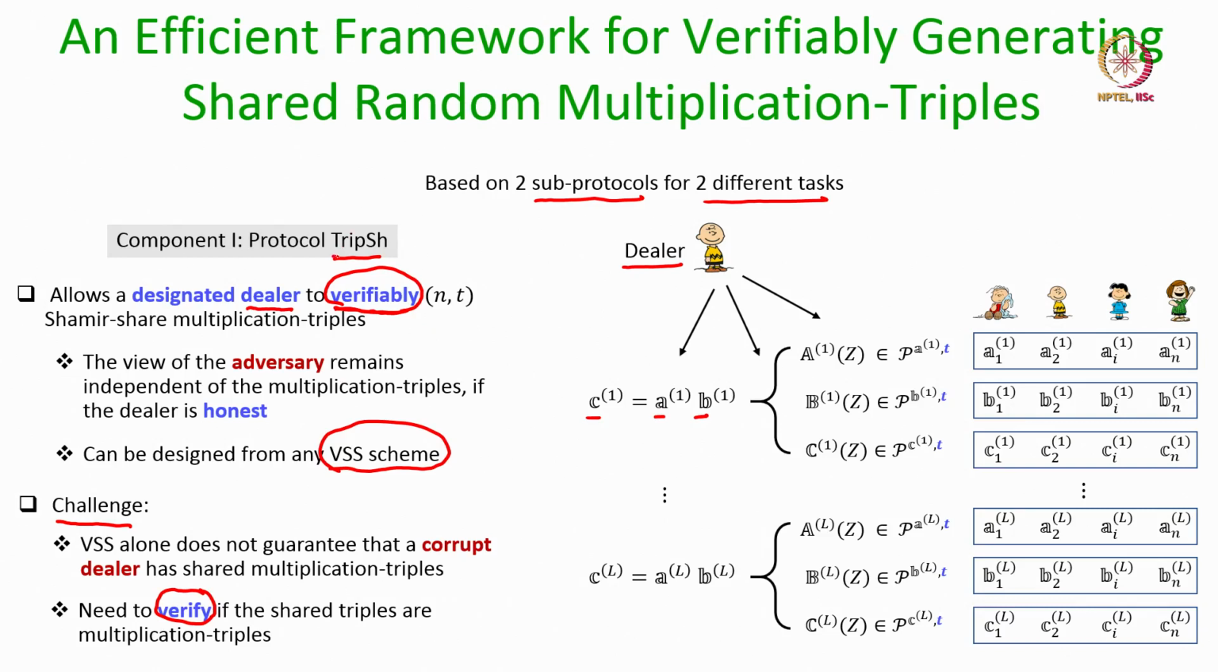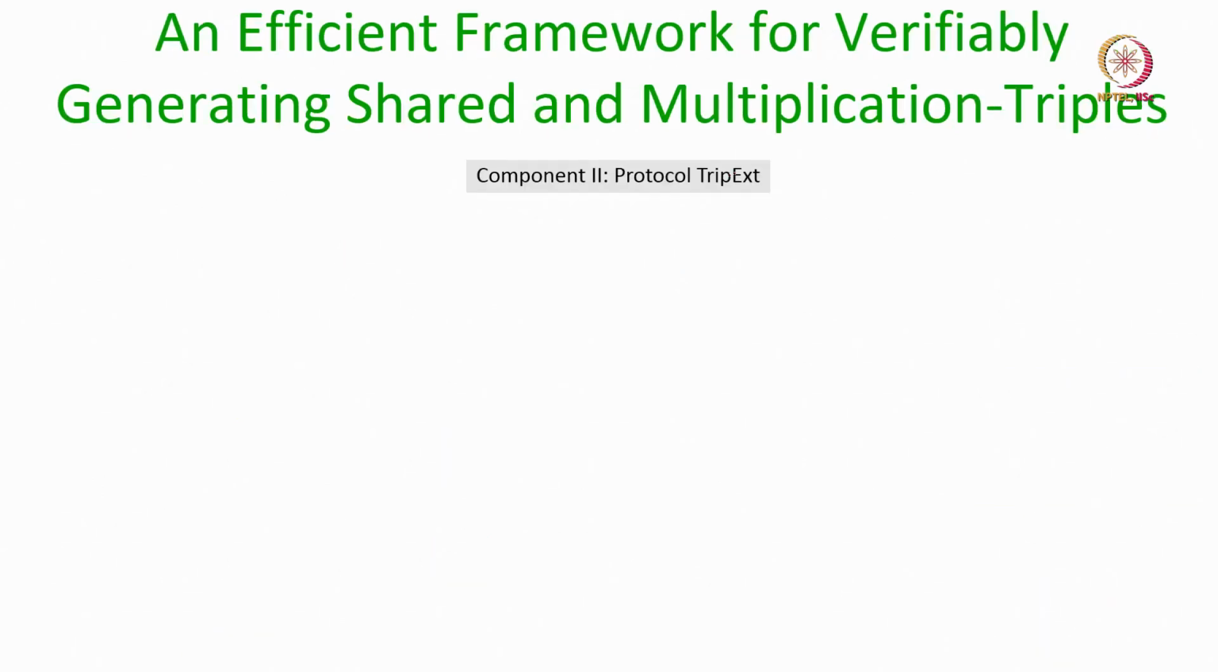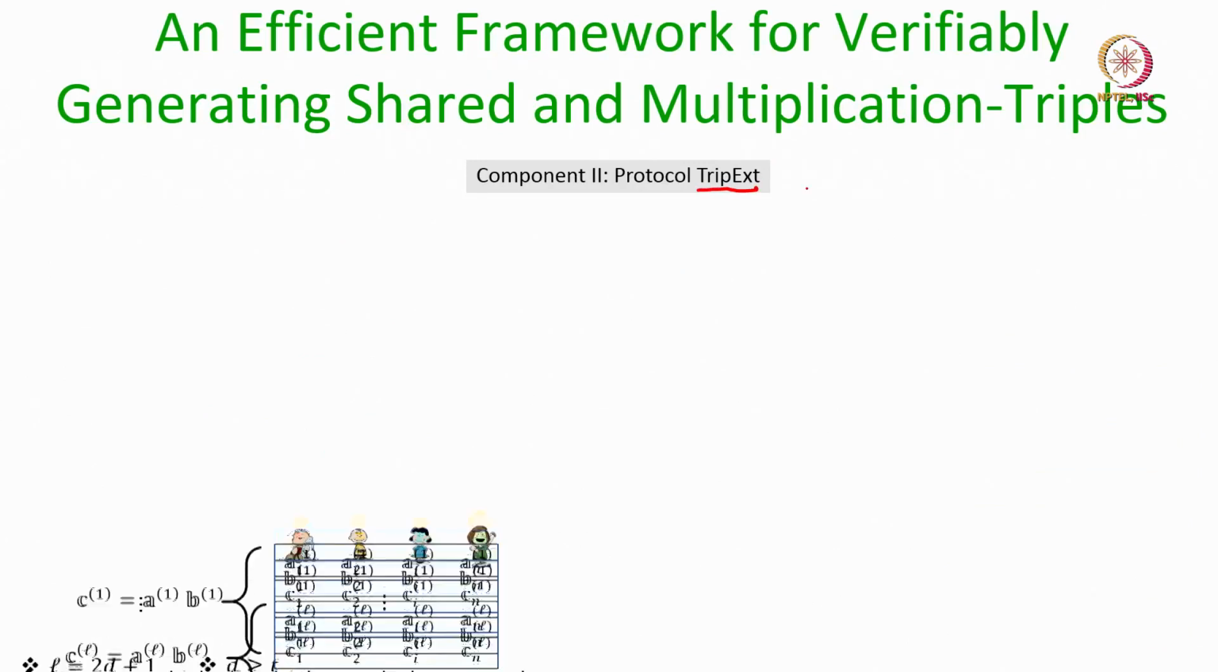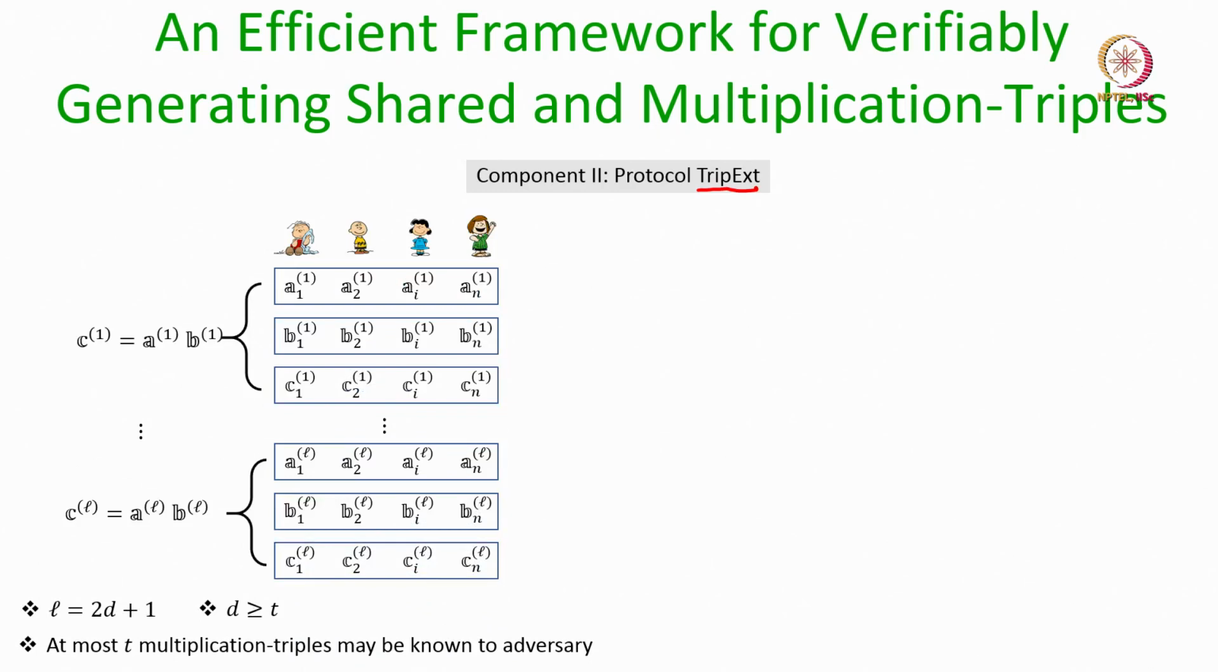But for the moment, assume we have such a triple sharing protocol, that is the first component in the framework. The second component is an interesting protocol, which is the triple extraction protocol denoted by TRIP-EXT, and here the input will be the following. Input here will be a bunch of secret shared multiplication triples. That means, there is a bunch of multiplication triples which have been secret shared by different parties, and now it will be guaranteed here that these triples are multiplication triples. How? We will come to that point later.